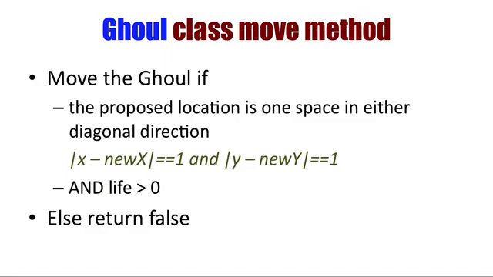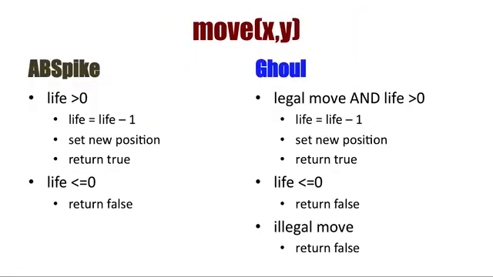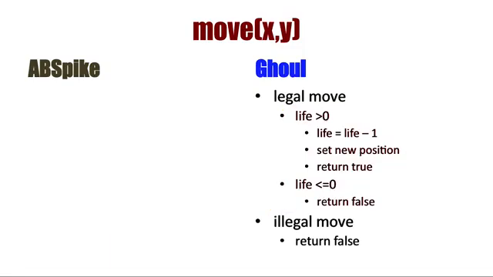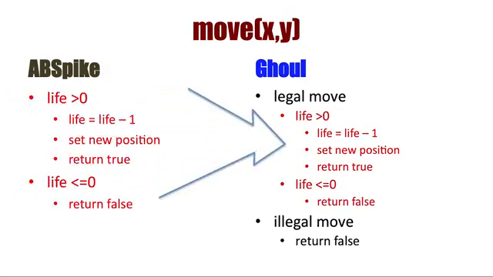Let's compare these conditions with what we have in the current AB Spike method. Notice that once we determine that a proposed move is legal, the act of moving is the same for both the superclass and the subclass. And if there is not sufficient life left in the character, the result is also the same. I've rearranged the conditions needed in the Ghoul class. Now we can see that the entire AB Spike move method is actually a part of the proposed Ghoul version of the move method. We can capitalize on this to minimize the amount of code we need to write.